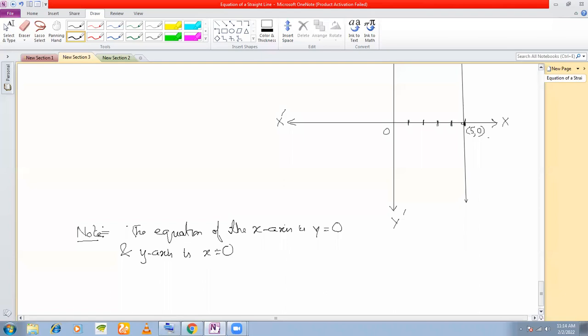So if I tell you the straight line x is equal to 0, you immediately know that it must be the y-axis. If I tell you the straight line y is equal to 0, you immediately know that it must be the x-axis. And if I tell you y is equal to 2, then you must know it is a straight line which is parallel to the x-axis and at a distance of plus 2 units from the origin, right? Okay, so this is something to note here.